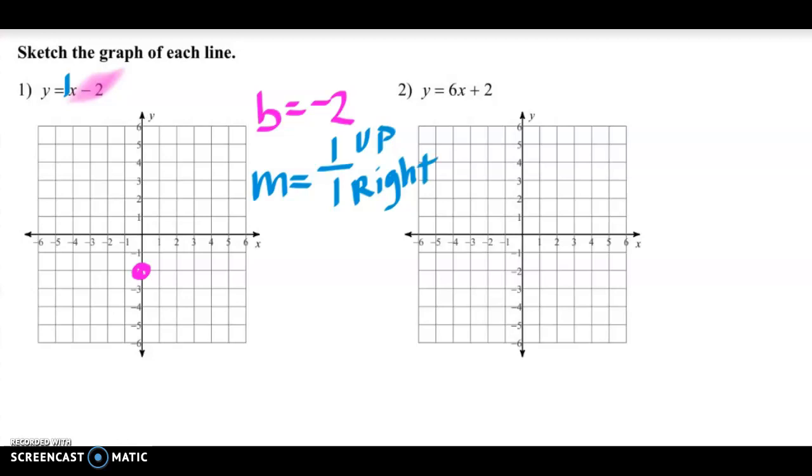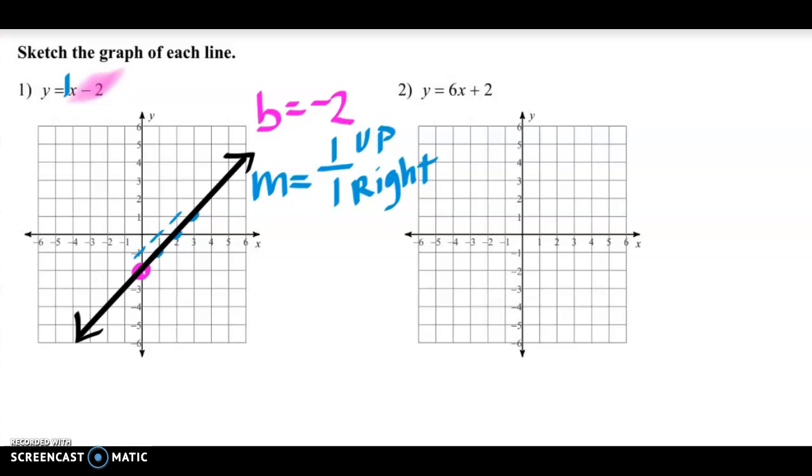So from our y-intercept, we go up 1 to the right 1. And since those are so close together, I'm going to put a couple of them. Then we just connect the dots. And we've graphed our line. Let's try another one. Number 2.